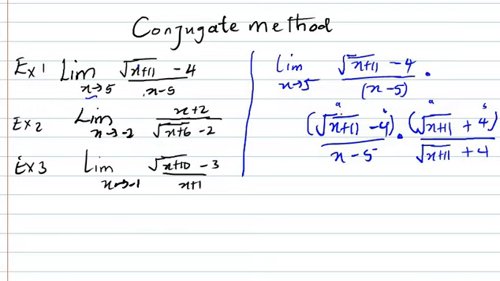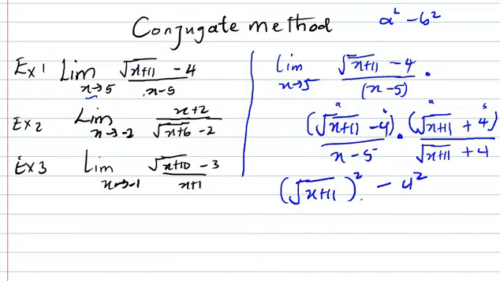If you like, you can open the parentheses: this one times this one, and this one times this one also. So it's just the difference of two squares. If you like, this is just a squared minus b squared. So we can take the whole of this: root of x plus 11, the whole squared, minus 4 squared.